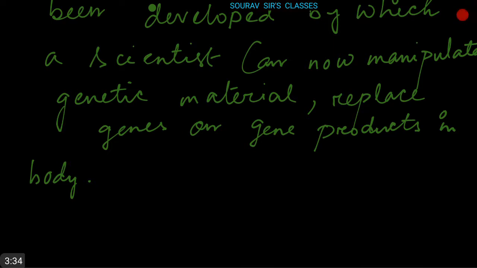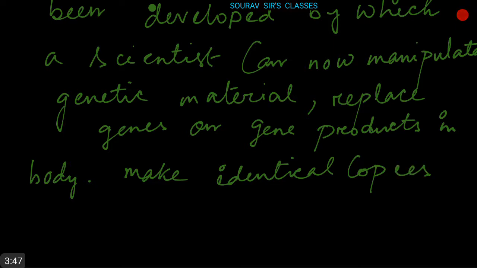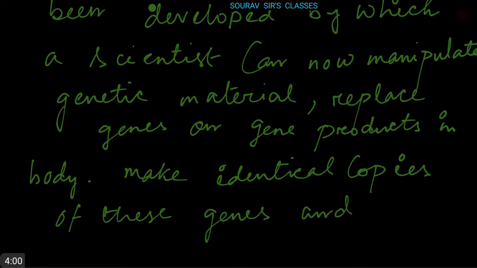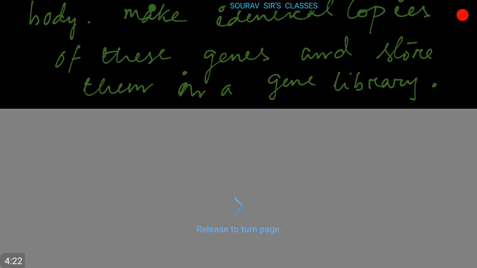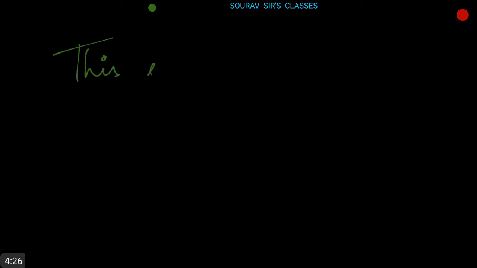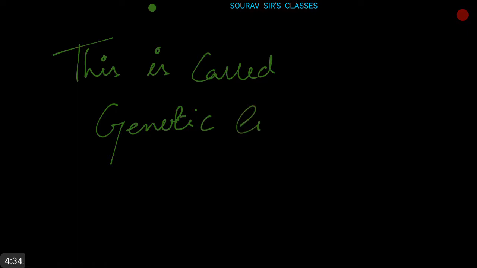Through this replacement, they can make identical copies of these genes and store them in a gene library. This is called genetic engineering.